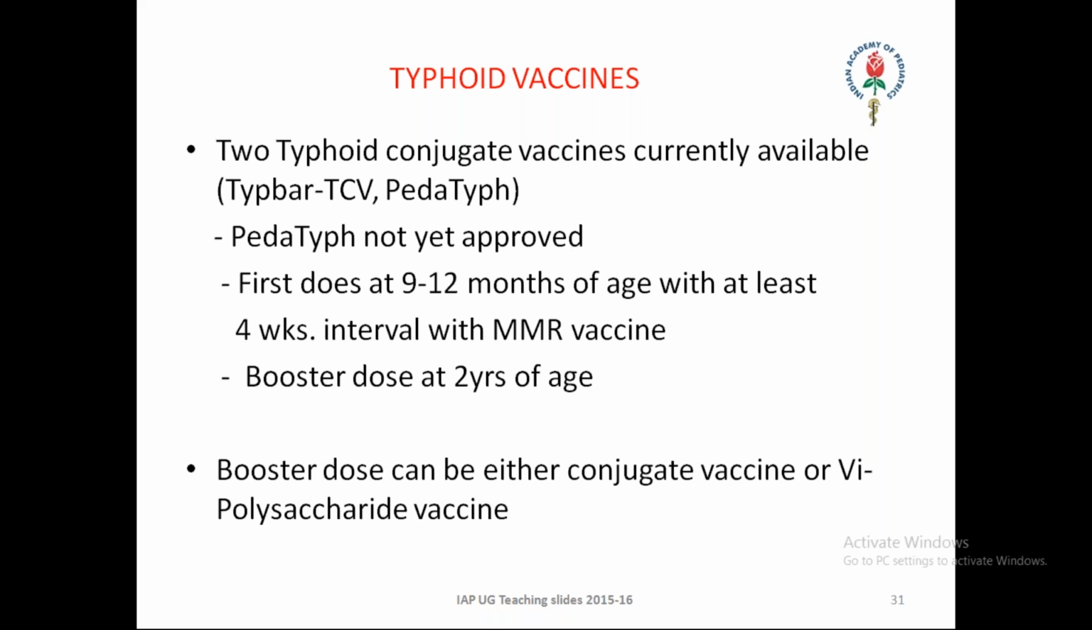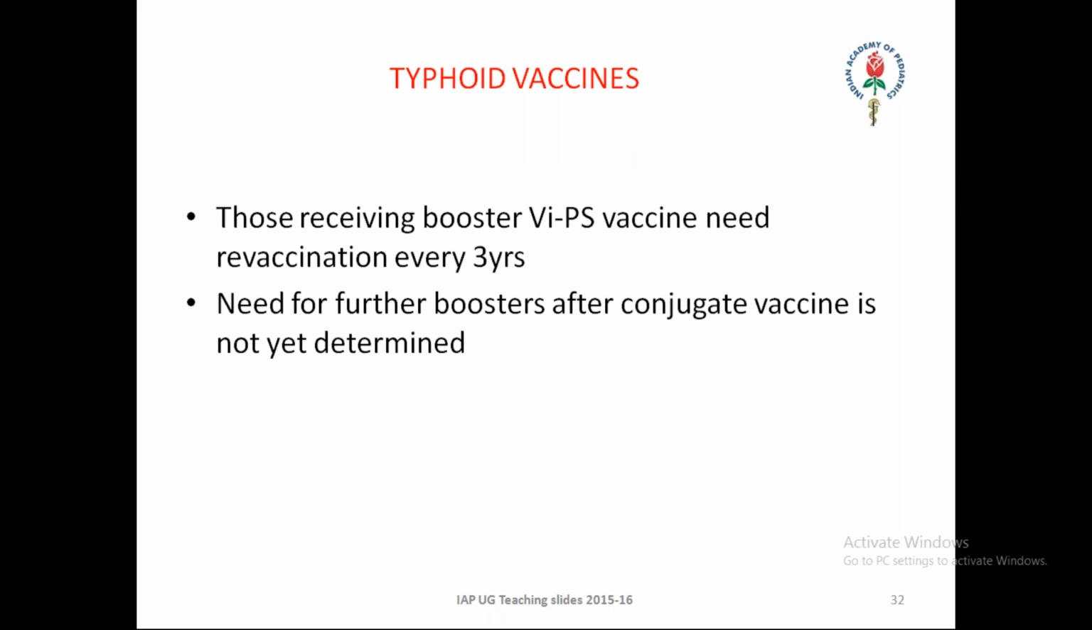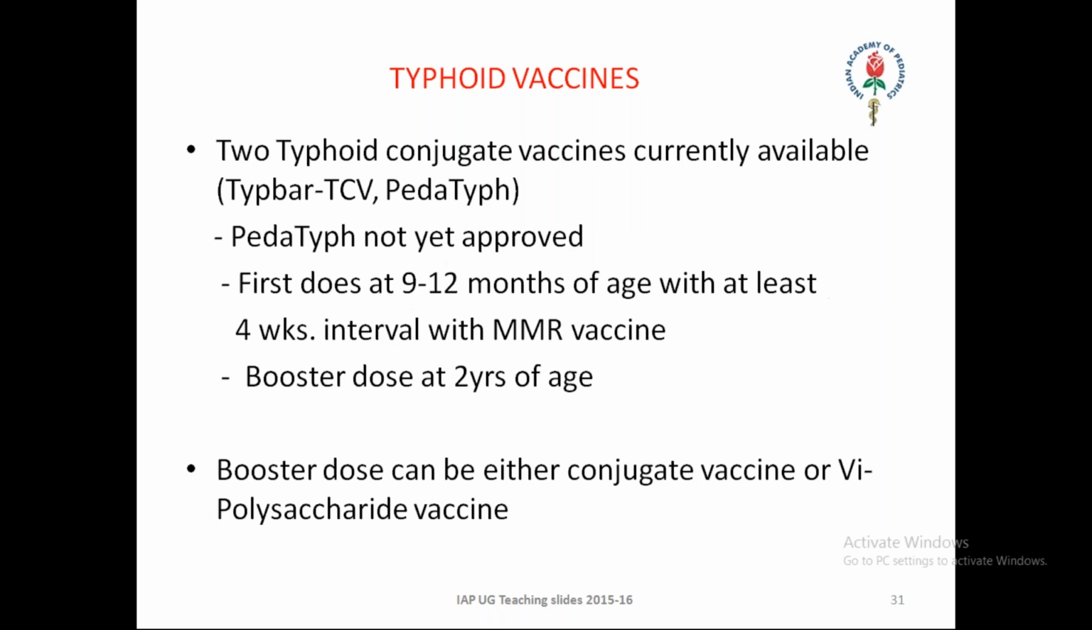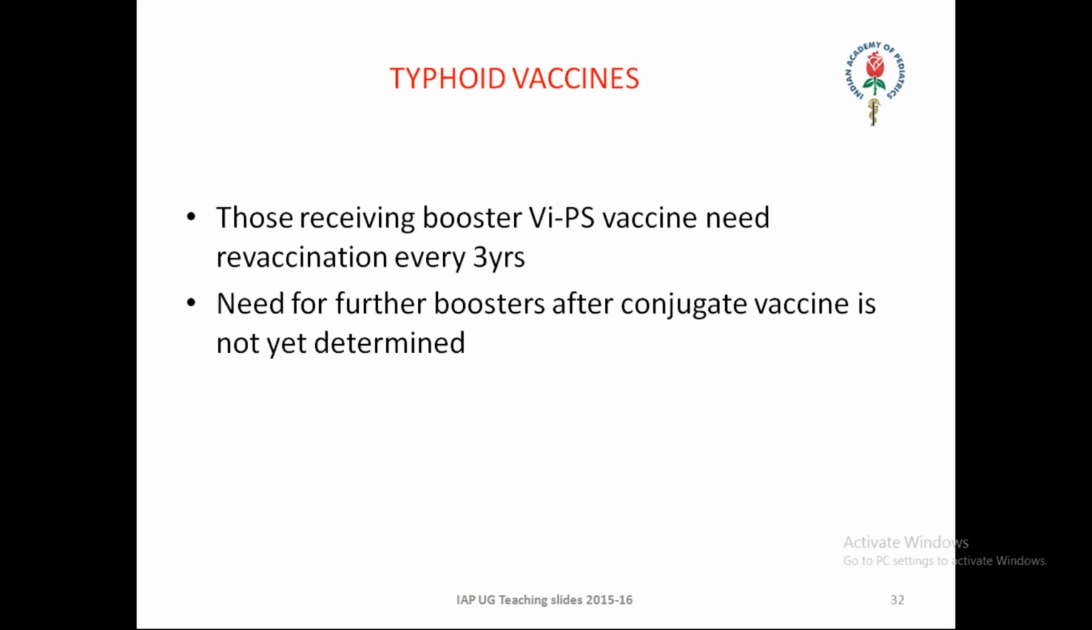Booster dose at 2 years of age. The booster dose can be either conjugate vaccine or Vi polysaccharide vaccine. Those receiving the polysaccharide booster need revaccination every 3 years. If the child is taking conjugate vaccine, it is not needed. The need for further boosters after conjugate vaccine is not yet determined. This is about the vaccination.